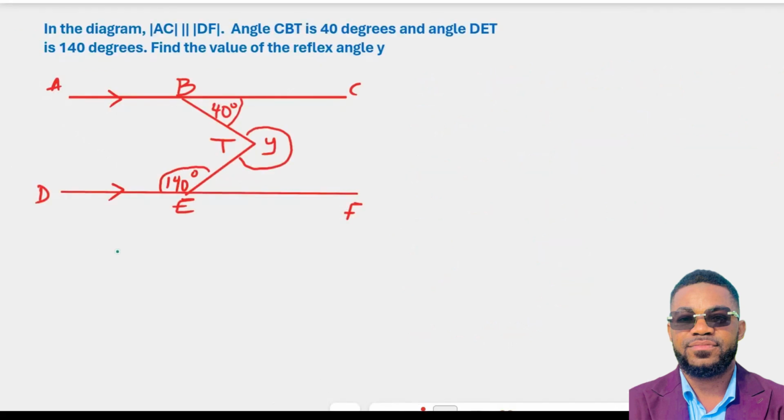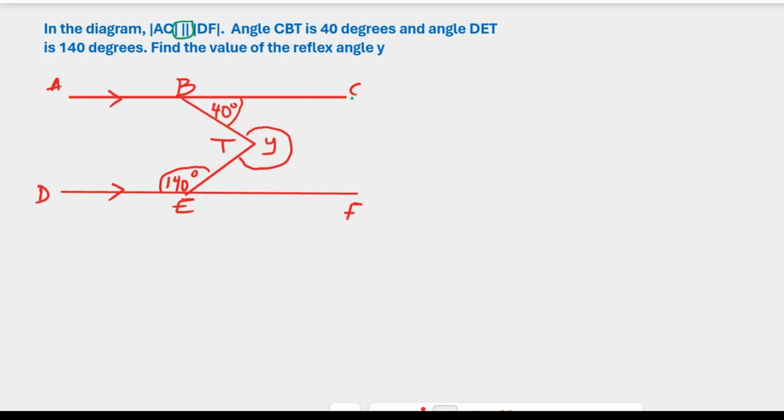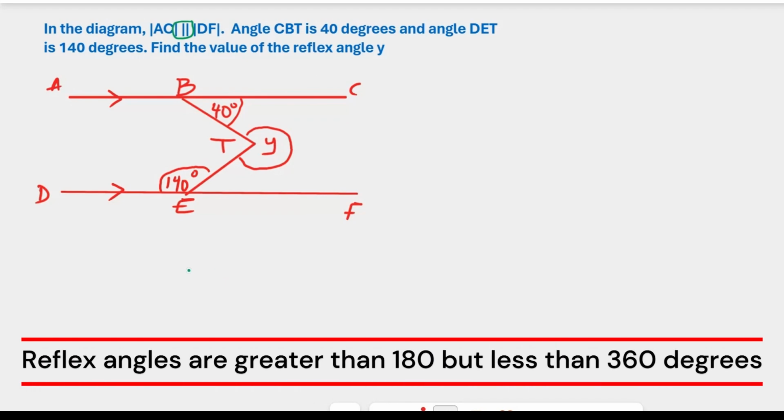AB is parallel to line DF. That's the symbol for parallel. So whenever you see something like that, it means parallel lines. Angle CBT is 40 degrees, and that is what we have here. And angle DET is 140 degrees. We are to find the value of the reflex angle Y. Reflex angles are more than 180 but less than 360 degrees. So the value of Y should be within this range.